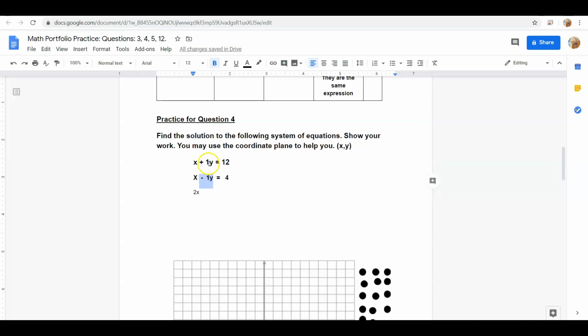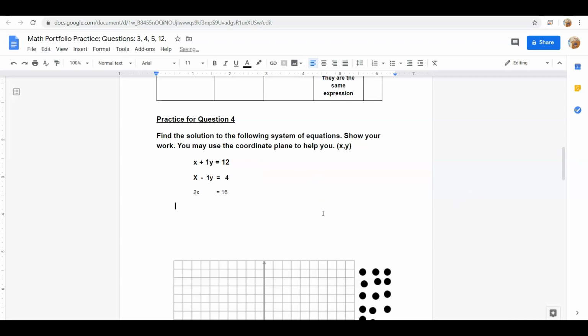And when I have the same number, the same variable, but different signs, I could eliminate, which means I can get rid of it. So I can get rid of the y. 1 minus 1 is 0. So the only thing that needs to drop down next is the equal sign. We combine our 12 and our 4, both are positive, equals 16.